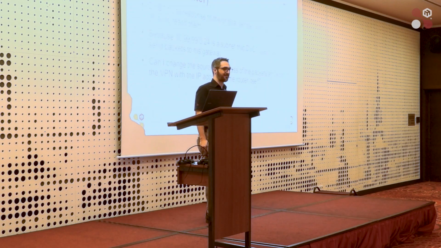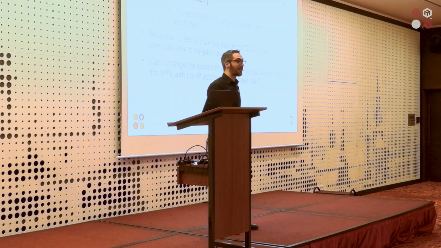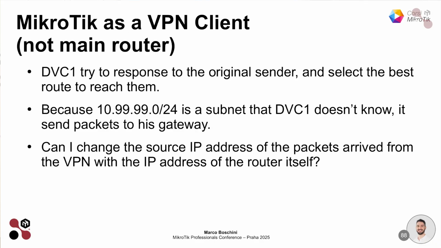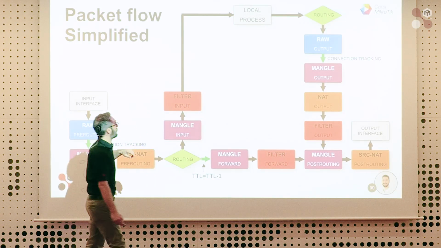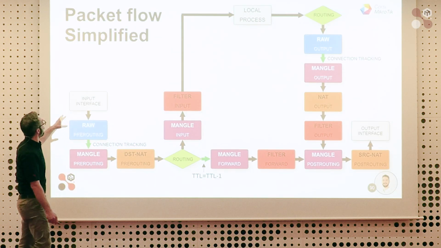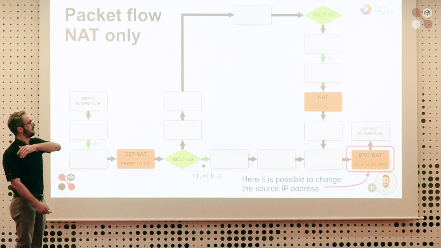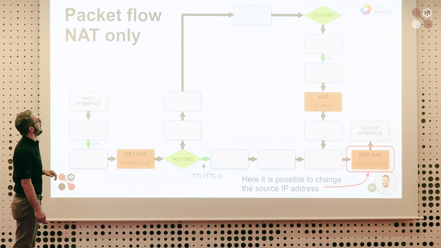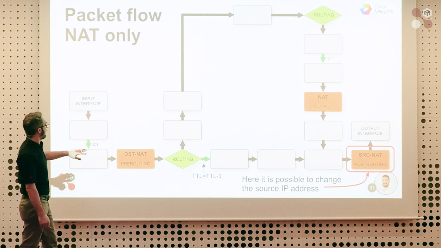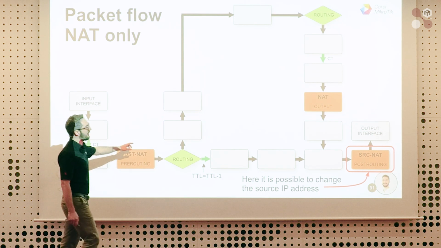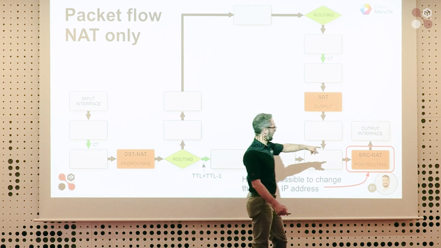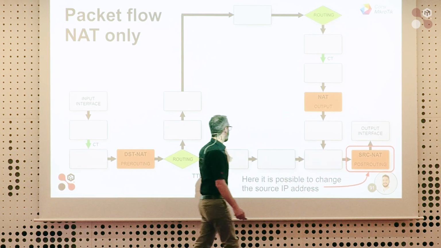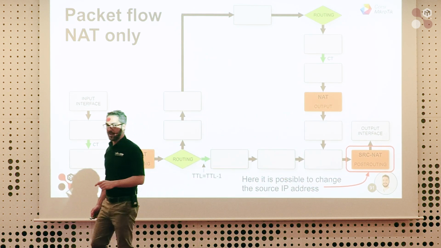What can I do? Can I change the source IP address of the packets arrived from the VPN client of the router itself? Yes, of course. This is the packet flow simplified. Remove the stuff that doesn't need. This is the destination NAT, and this is the source NAT in post-routing. Here, it is possible to change the source IP address.